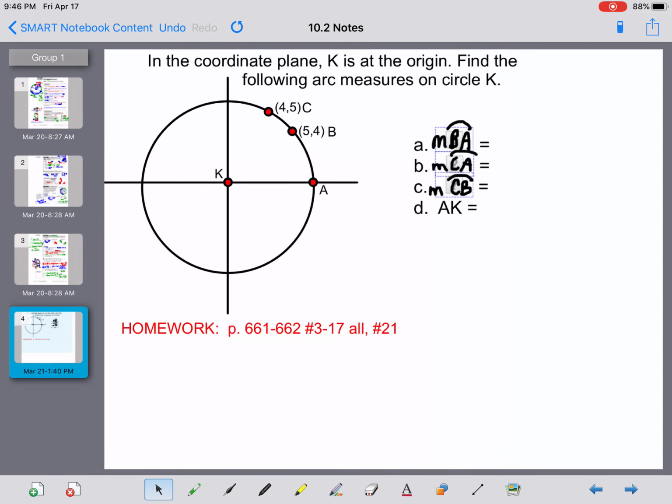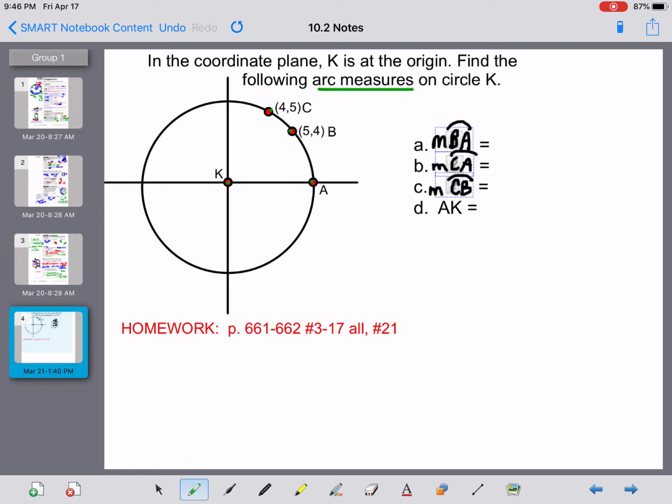All right, we're doing a little bit of coordinate geometry here. We'll put a circle on the coordinate plane. A couple things they tell us here is K is at the origin, so there's my 0, 0 right there. And it looks like I have 4 other ordered pairs. A, I don't know what it is. B is at 5, 4, and C is at 4, 5. So there's my circle. And they want me to find the arc measures on circle K.